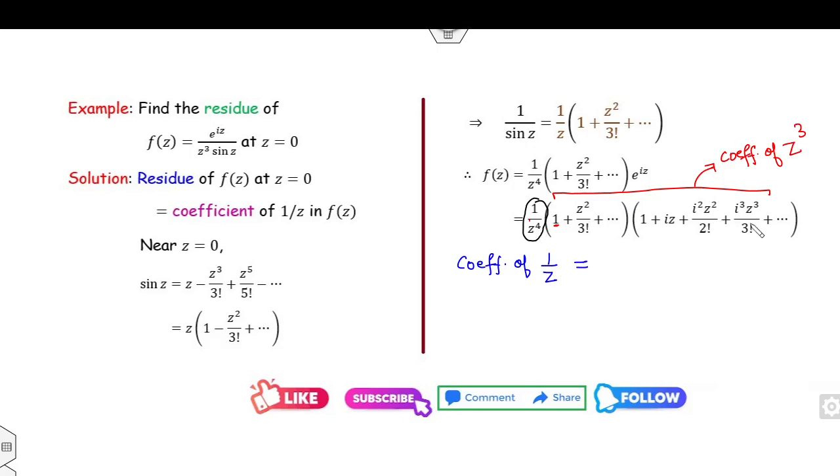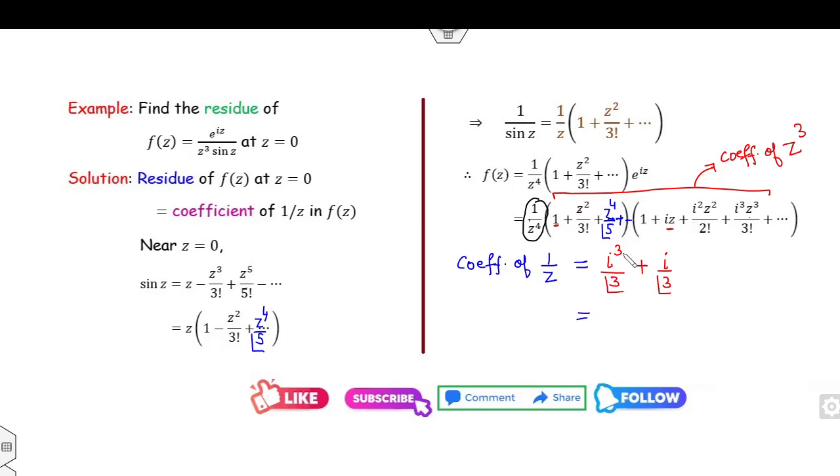So for the first term, it is my iota cube divided by 3 factorial. Next term will be z square into z plus iota divided by 3 factorial. What comes next? It's z raised to power 4 over 5 factorial. So this term will never give you z cube.